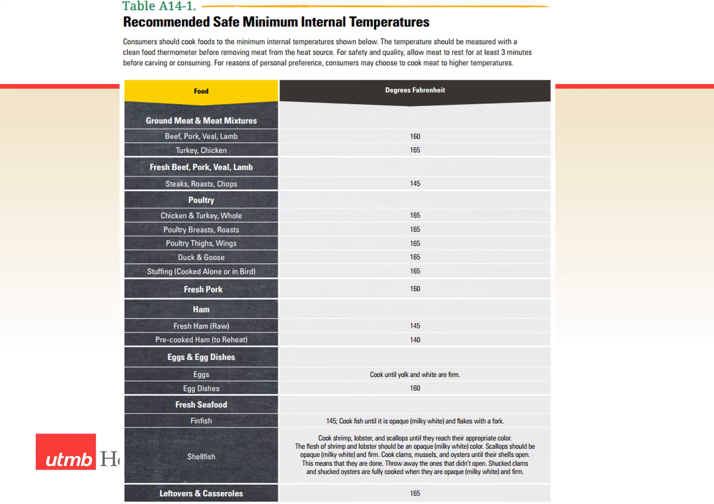Eggs should be cooked until they're firm, don't have any runny components. Egg dishes, however, should be cooked to 160. Shellfish we actually cook based on how they look, so they should become a milky white color. Shrimps and lobsters should turn from gray silver to orange. For anything with a shell, they should be cooked until their shells are open. And then leftovers should be cooked to 165 degrees to be safe.